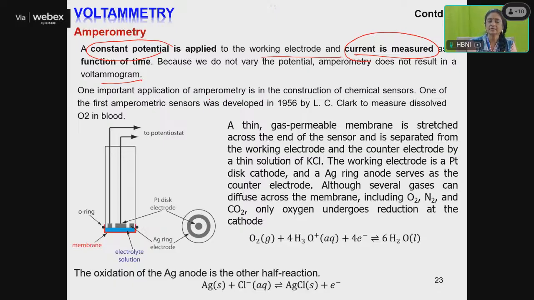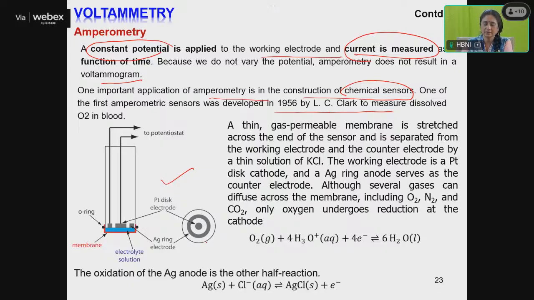One important application of amperometry is in the construction of chemical sensors. One of the first amperometric sensors was developed in 1956 by L.C. Clark, to measure dissolved oxygen in blood. The oxygen concentration in blood is very important. To measure that, all the electrochemical sensors are mainly based on amperometry.